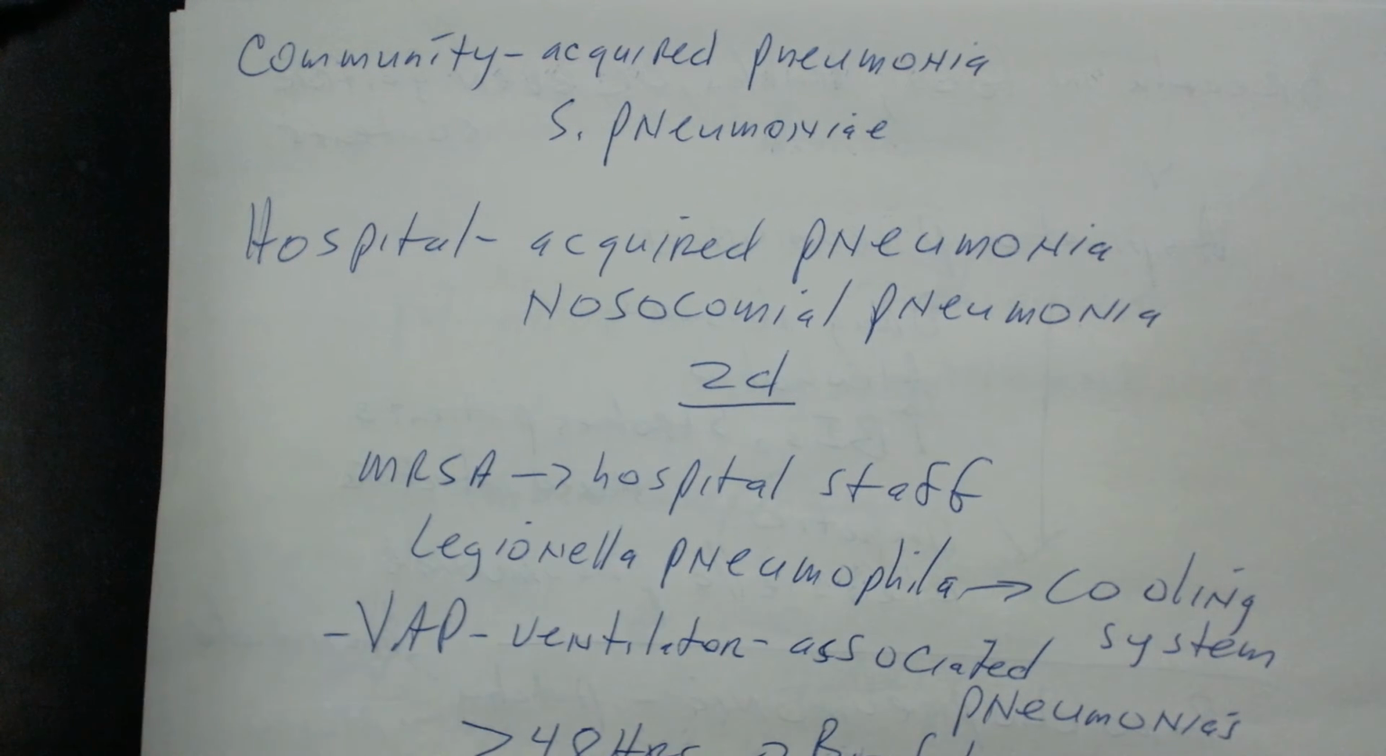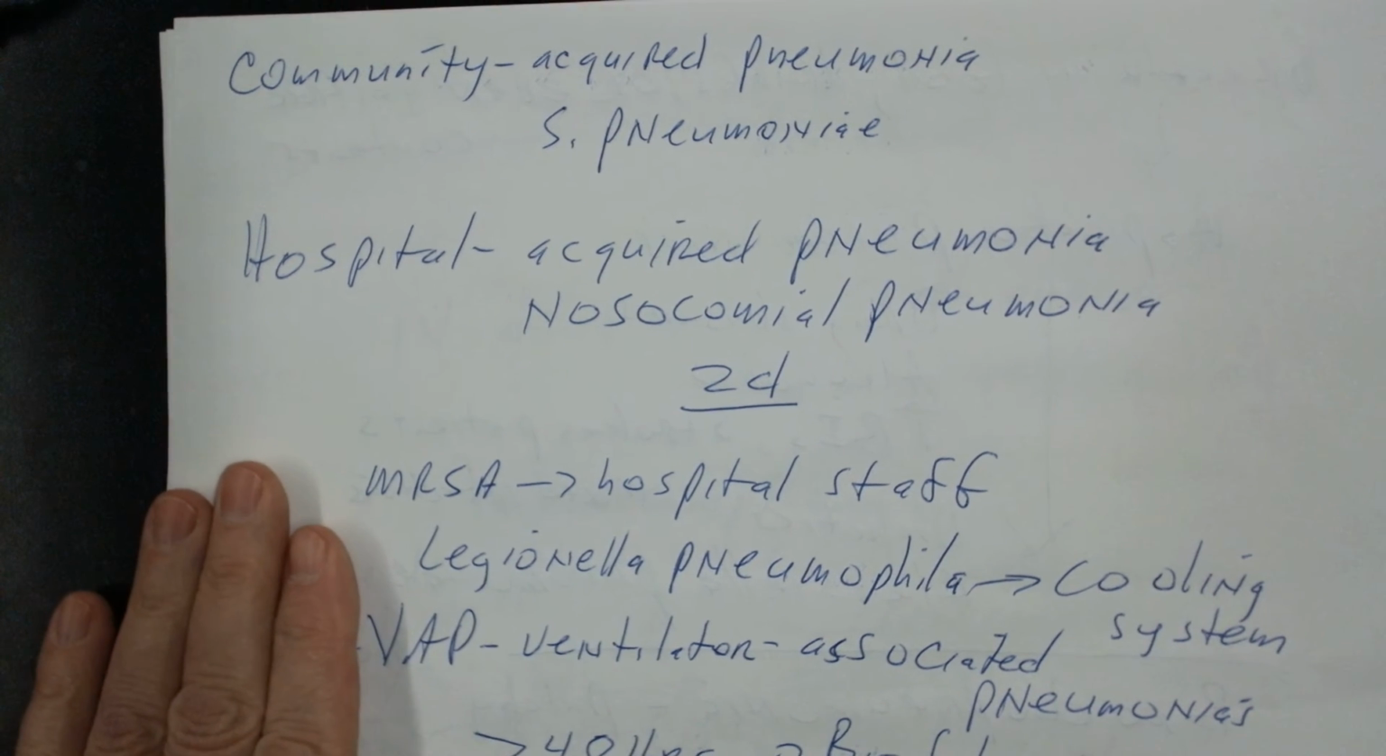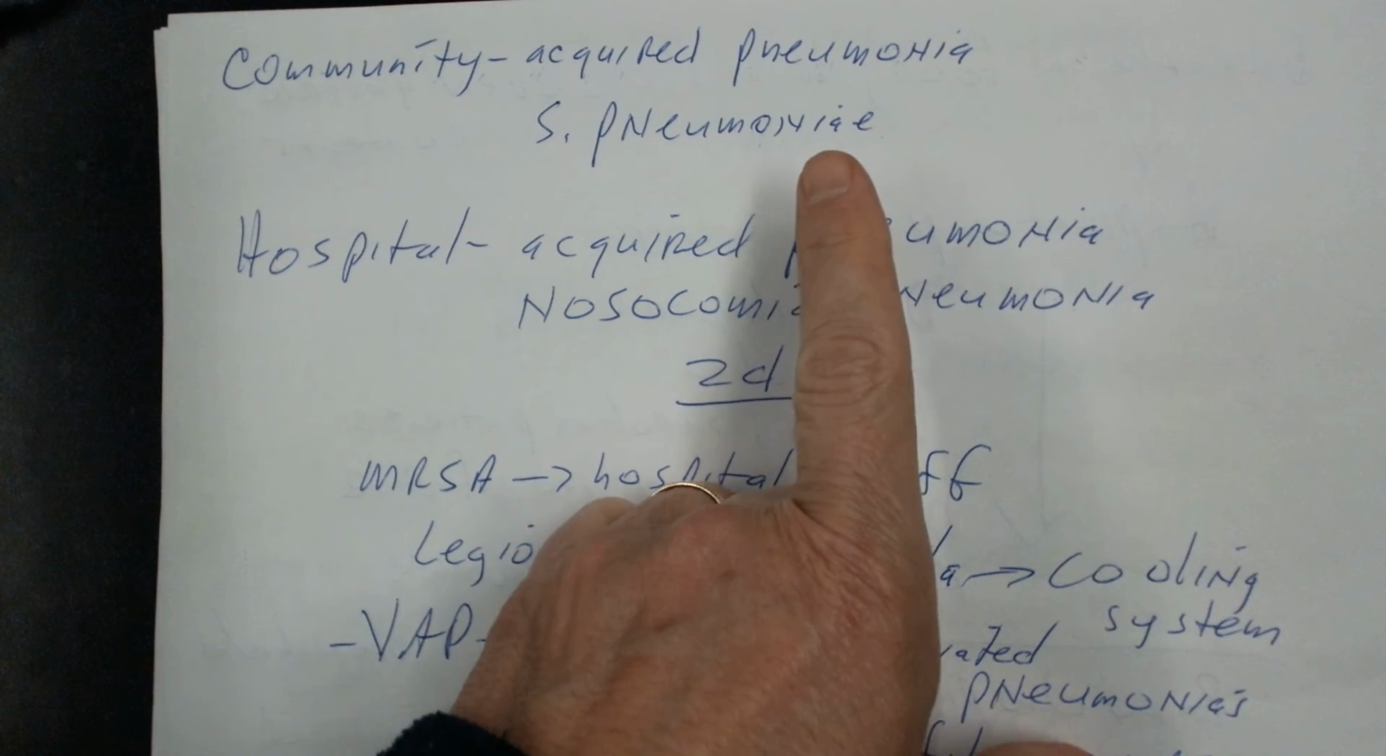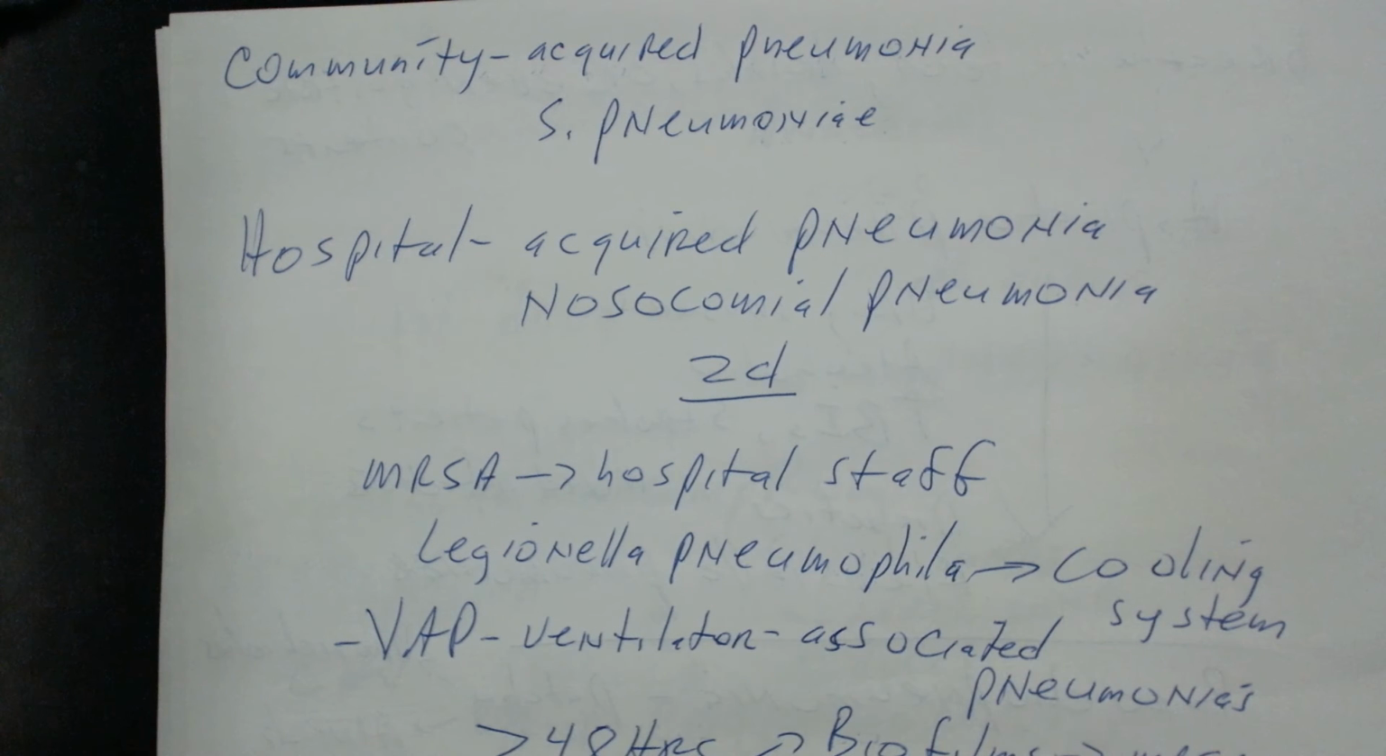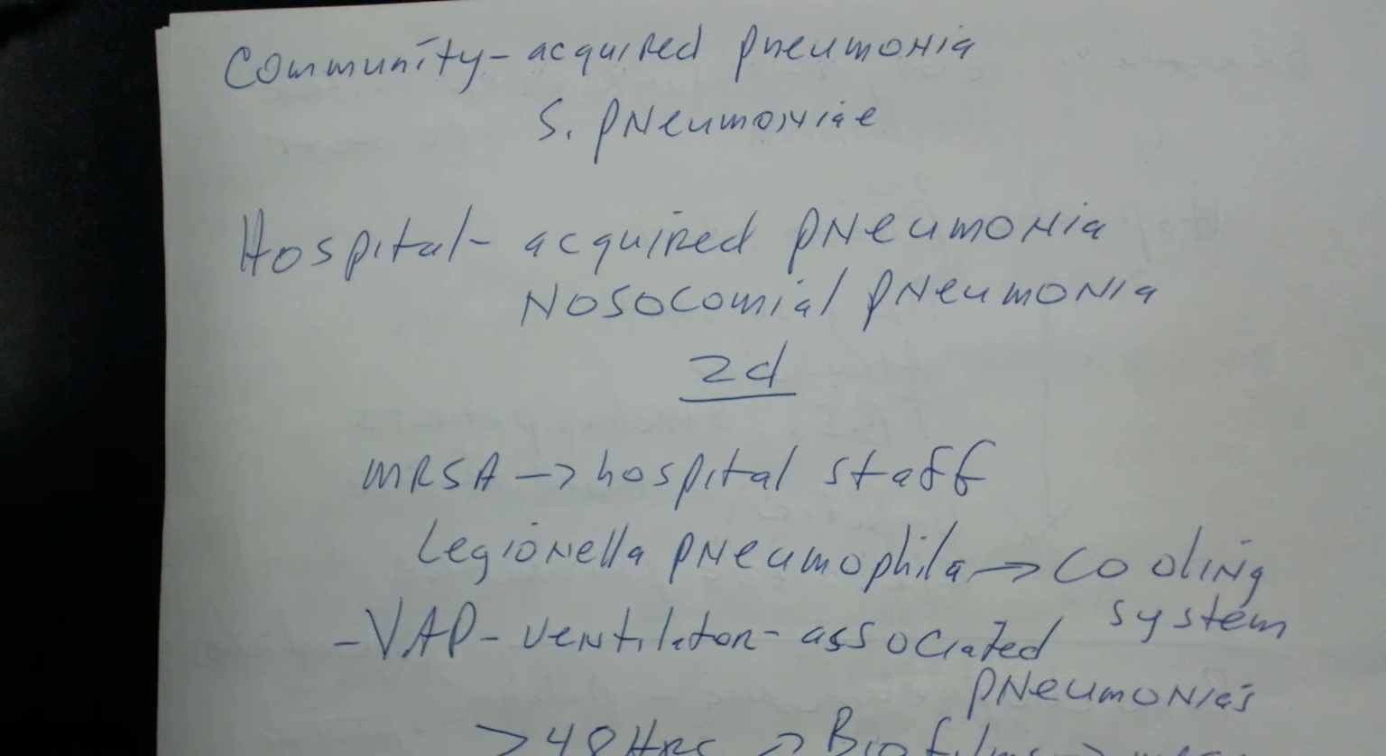Pneumonias can also be classified according to the place from which you acquired them. Community-acquired pneumonia is definitely the most common type of pneumonia, and Streptococcus pneumoniae is almost certainly the most common cause of community-acquired pneumonia. And you have hospital-acquired pneumonias.